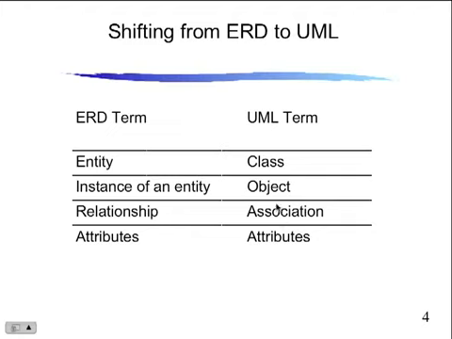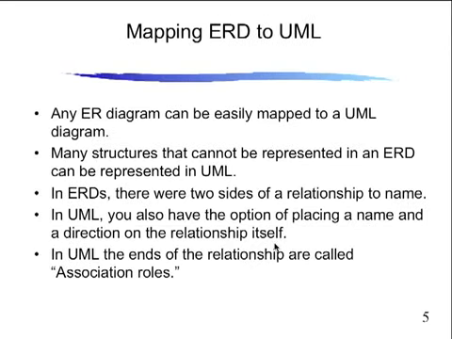So attributes are attributes. That's the same thing. Classes have attributes, so do entities. In terms of mapping, any entity relationship diagram can easily be mapped into a UML diagram. Well, two classifications: it can be an object or it can be a class quite easily. It also translates into other ones like activity diagrams, depending upon the nature of the ERD. Many structures that cannot be represented on an entity relationship diagram can be represented in UML. UML does states, it does sequences, it does behaviors that entity relationship diagrams don't do.